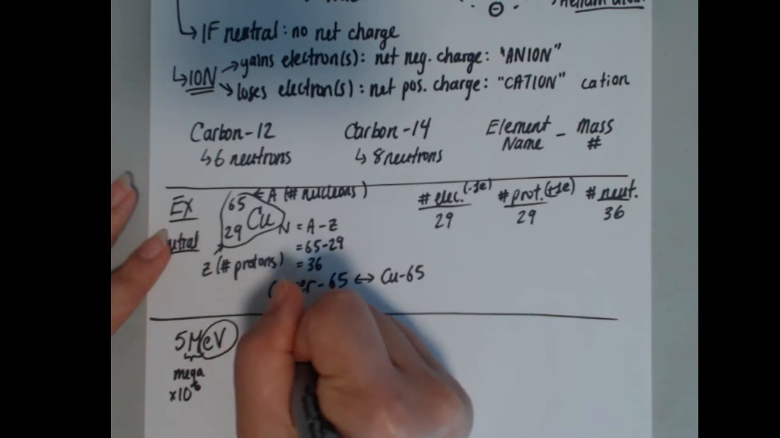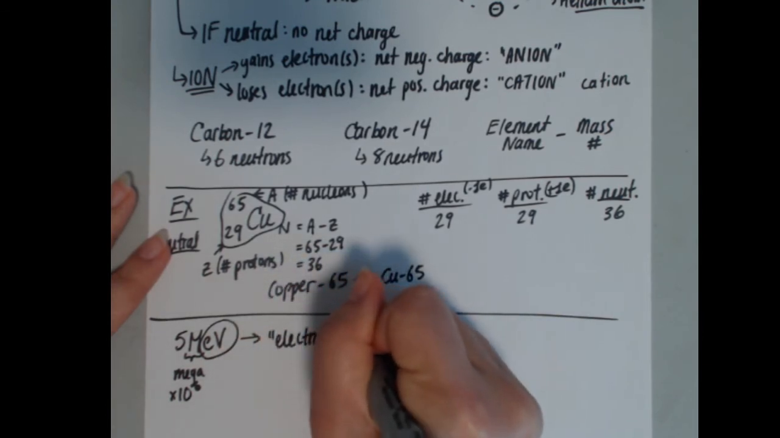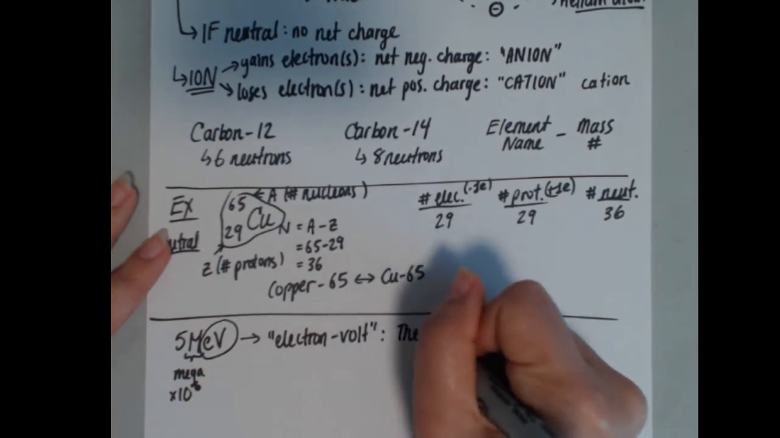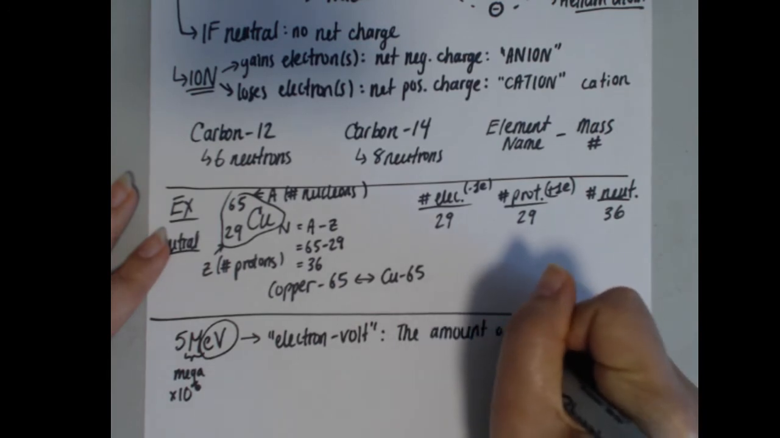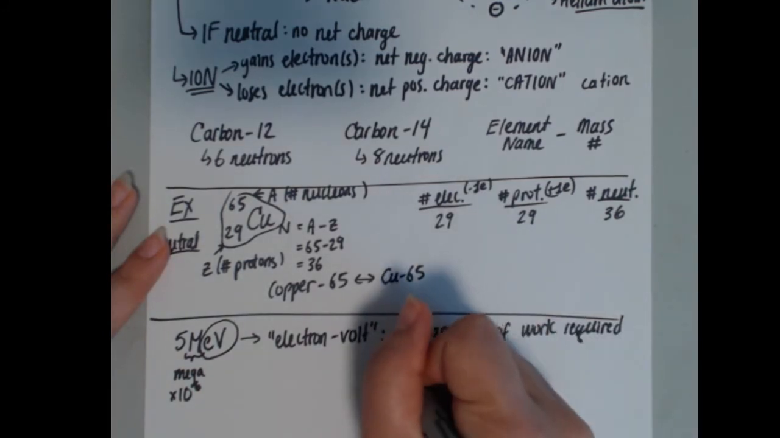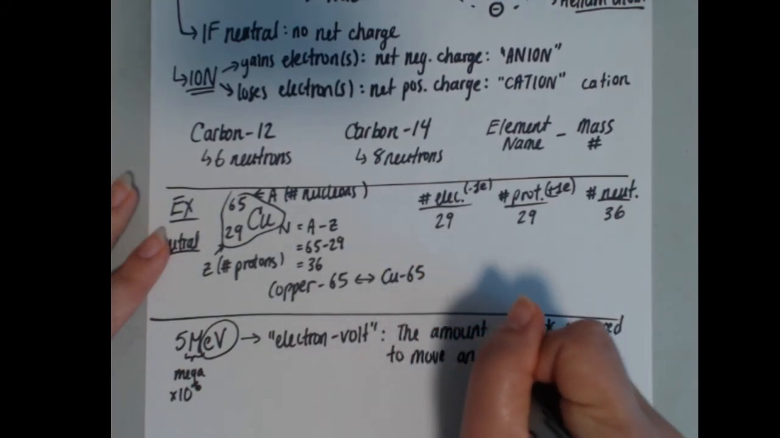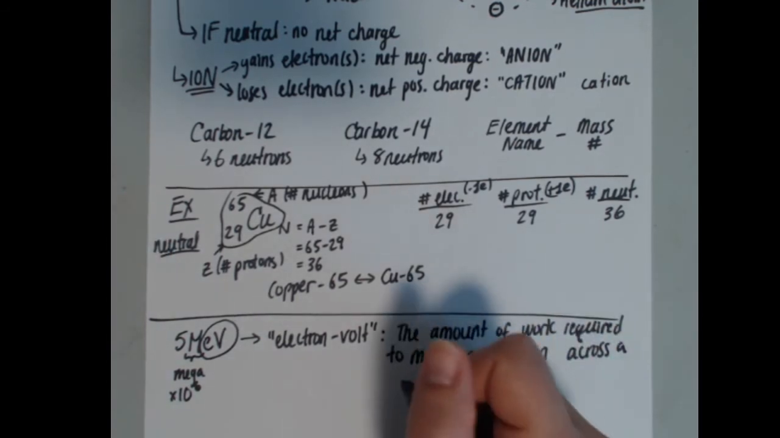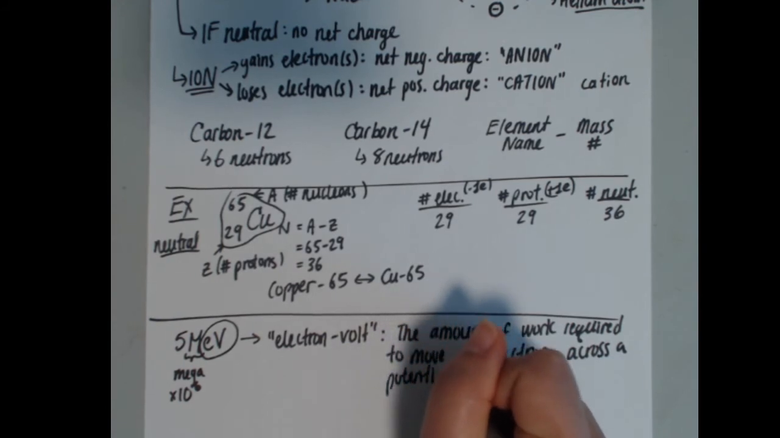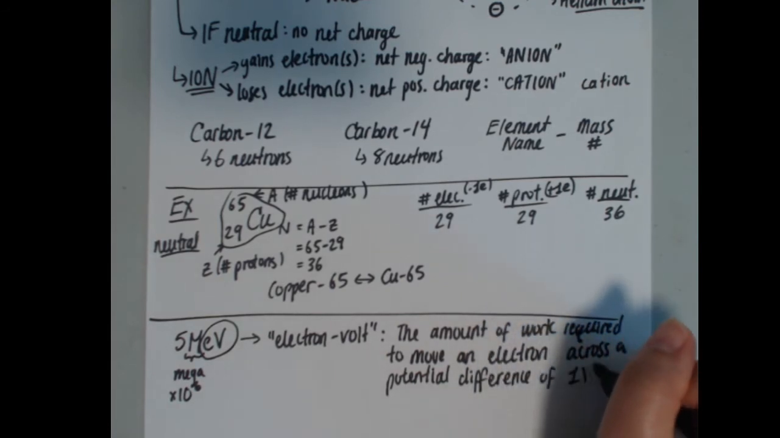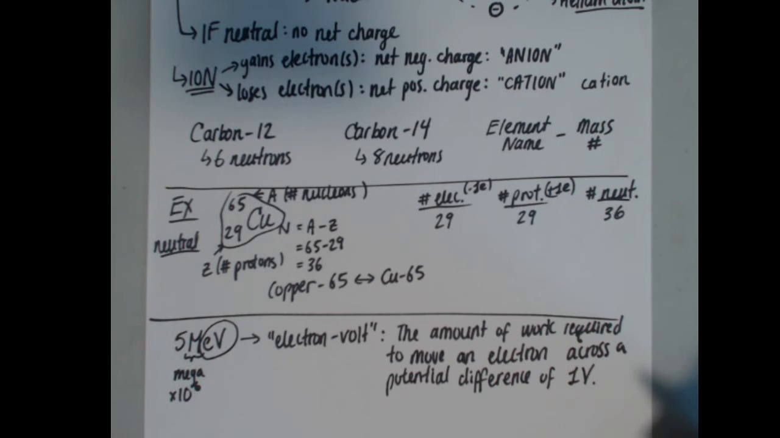All right, so this is what's called the electron volt. Now, by definition, the electron volt is the amount of work required to move an electron across a potential difference of 1 volt.